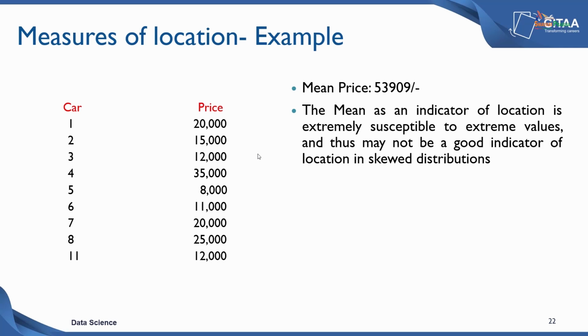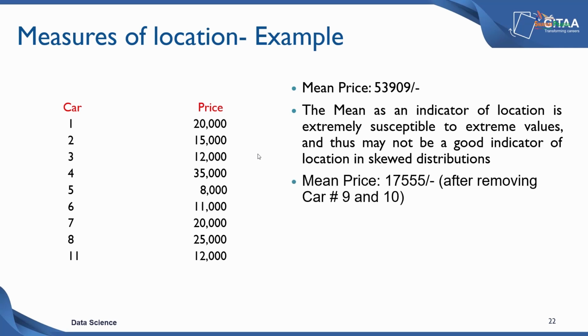So one way to look at it is to remove the outliers for the purpose of computing the mean. When we remove car number 9 and car number 10 from the data set and recompute the mean, we find that it's 17,555, which is very representative of the kind of data that we have. The range is between 8,000 and 25,000, with the majority often between 12,000 and 20,000. So it's a good indicator of the kind of price a used car gets.